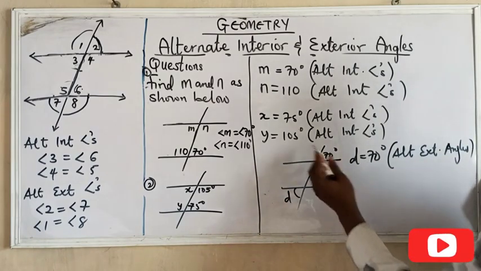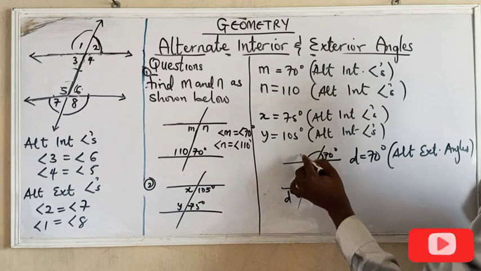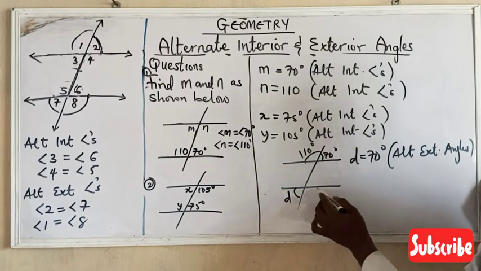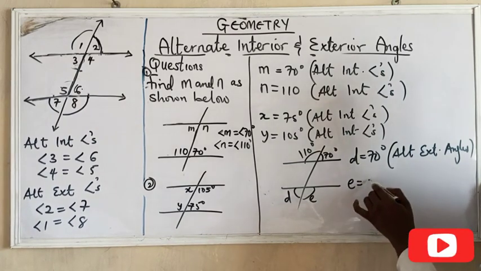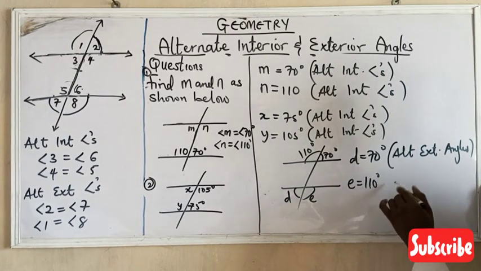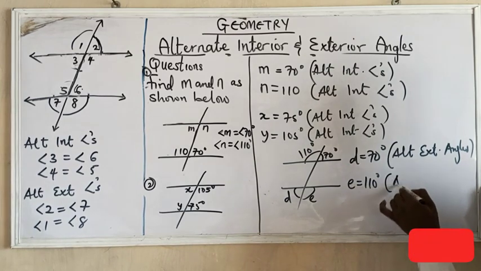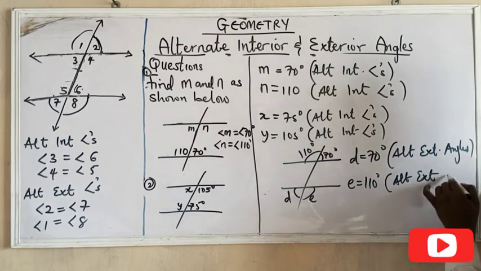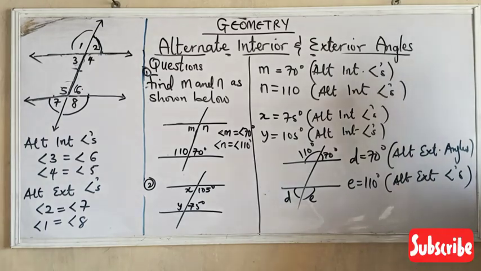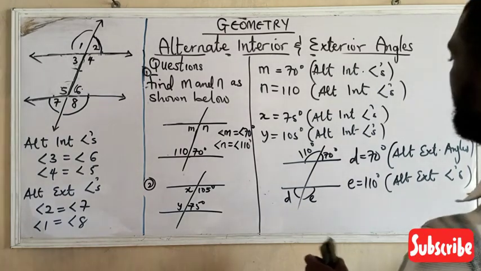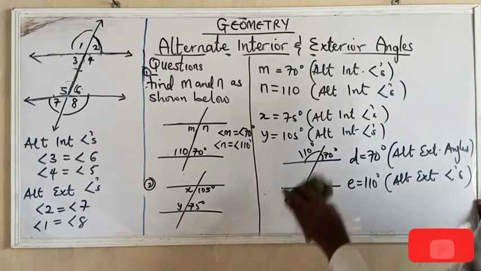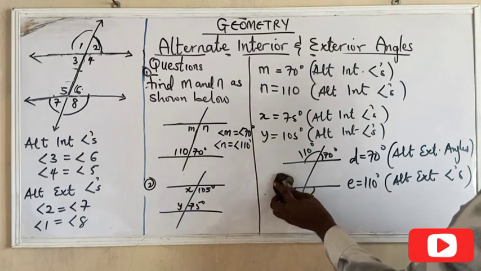And as well, if you have something like 110 here, and I am asked to find letter E, then E is also what? 110 degrees. Reason: alternate exterior angles. So that is what constitutes interior and exterior angles. So we are going to look at another question again.